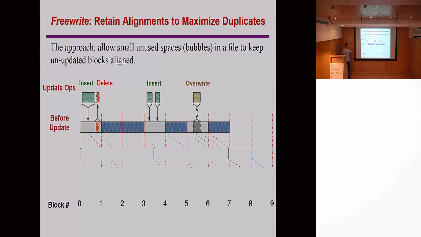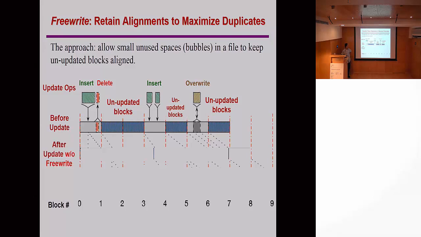To solve this problem, we propose a scheme called Freewrite, which retains alignments to maximize duplicates recognizable by dedup. The approach is to allow small unused spaces, which we call bubbles, to exist in a file to keep unupdated blocks aligned. In this example, say we have a file loaded into memory, and we have a number of updates, and we also have many blocks unupdated.